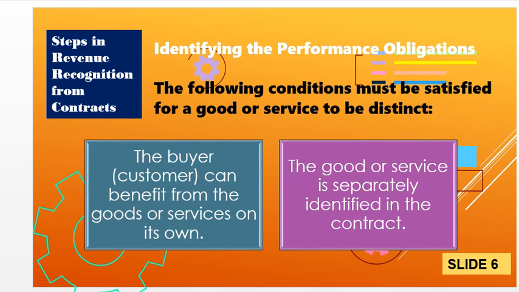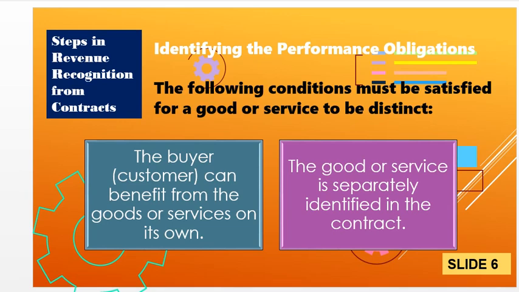Now we go to the second step, identifying the performance obligations. Some contracts may involve more than one performance obligation. For example, the sale of a car with a complimentary driving lesson would be considered as two performance obligations, the first being the car itself and the second being the driving lesson.